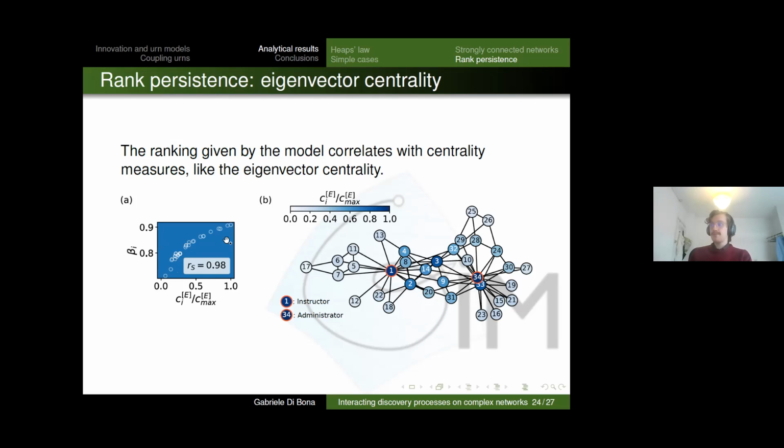And in fact, on the left, we plotted a scatter plot between the Hipps exponent and the eigenvector centralities, and the Spearman correlation is almost 1. So great. We now know that the Hipps exponents, the discovery rates, depend on this eigenvector centrality, even though it was a result that we found with some approximations. But it's something that actually is there in the simulations.